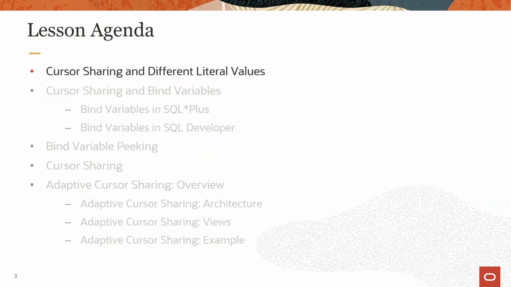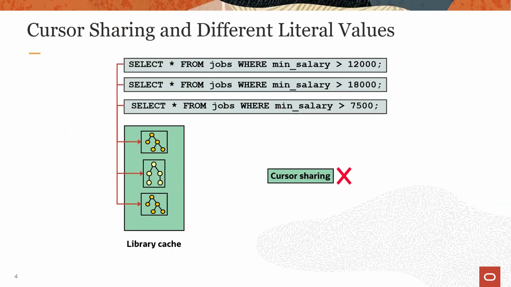The first topic in this chapter is about cursor sharing and different literal values. Suppose you have your library cache, which is a part of your shared pool, in which the executed SQL statements are stored alongside their execution plan. Suppose you execute a statement: select star from jobs where minimum salary is bigger than 12,000. You will try to find an exact match of this statement inside that library cache.